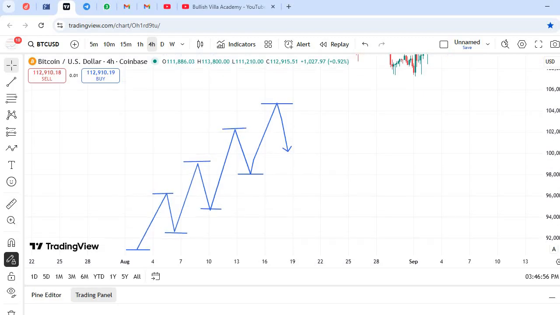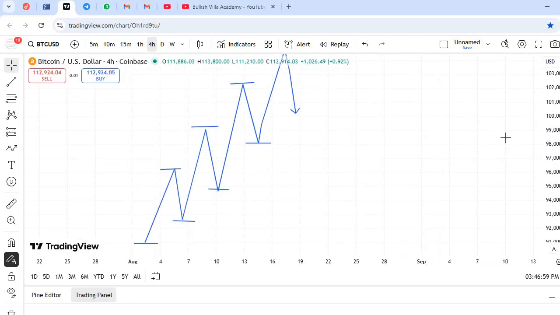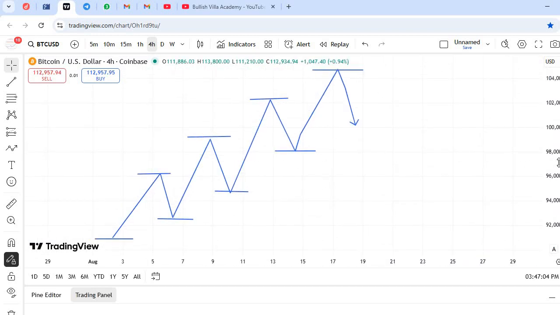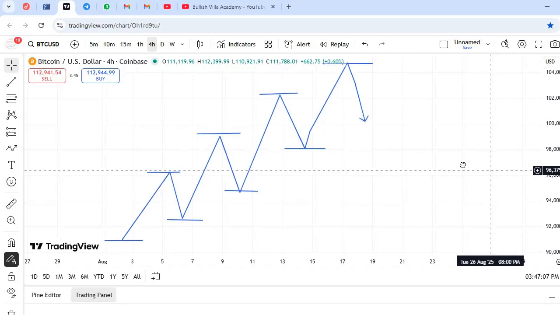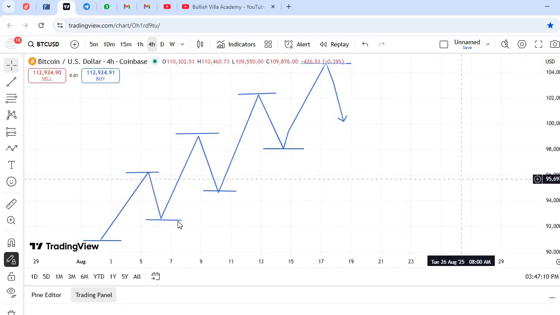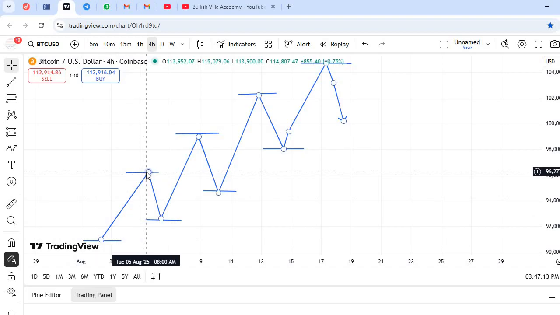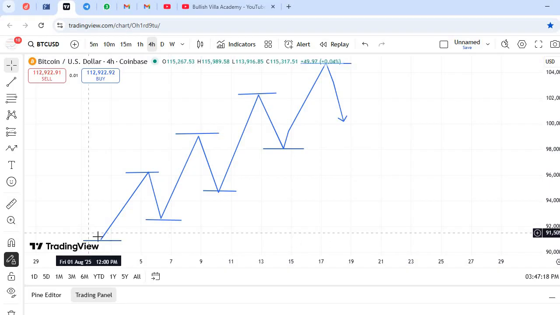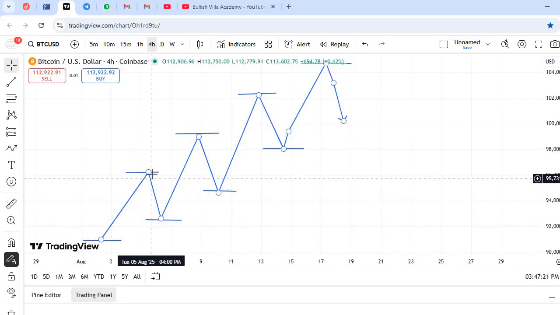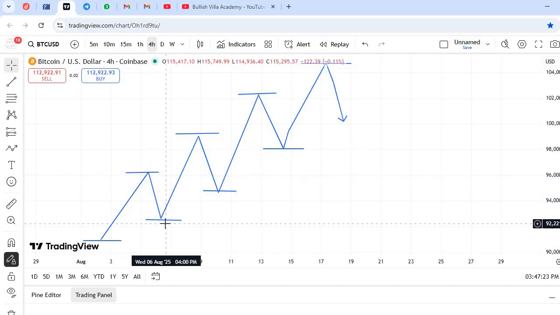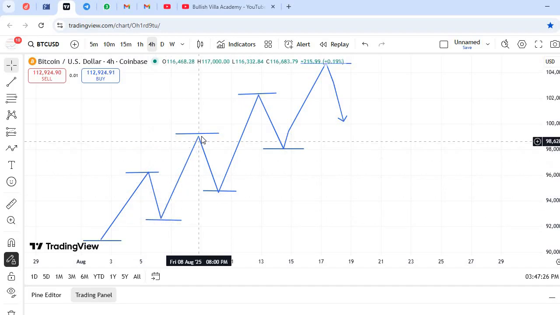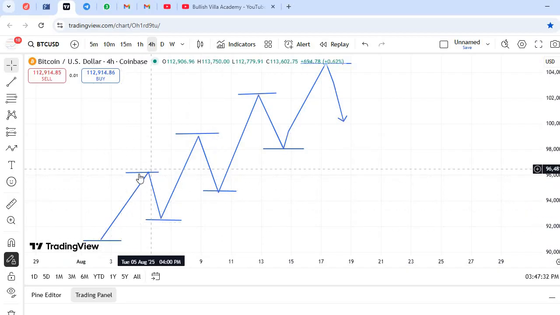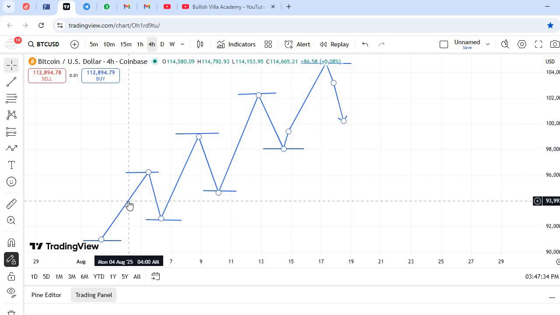So let me zoom out. If you are looking at this chart the way it is, this is an uptrend. You can see from here to here, this is a leg. From here to here, this is another leg. Now, I want you to know that this is an impulse move. This is a correctional move. You understand? This is another impulse. This is a correctional.